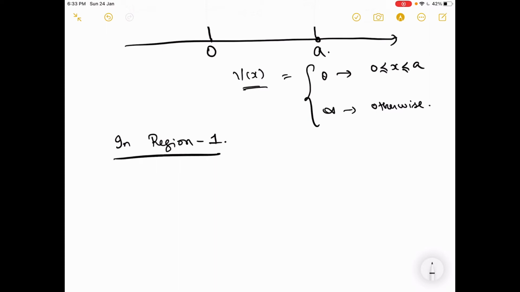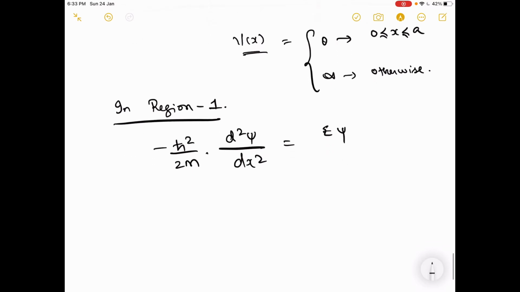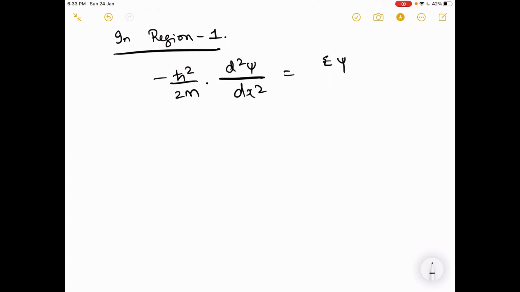Now in region 1 you have minus h bar square by 2m d square psi by dx square is E psi, right? Because V is 0, so in region 1 the potential energy is 0, the kinetic energy only exists. So the solution for this is pretty straightforward. You must have seen this in many places. So this is d square psi by dx square is minus k square psi, and k is root 2mE by h bar.